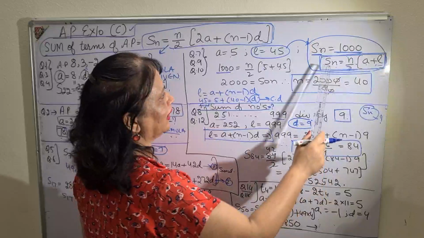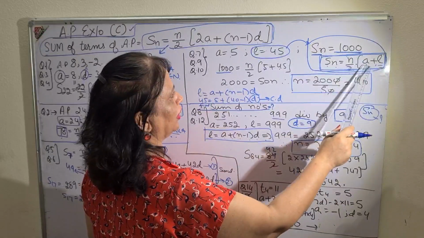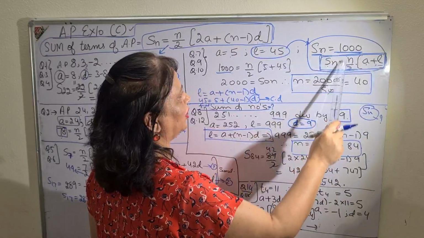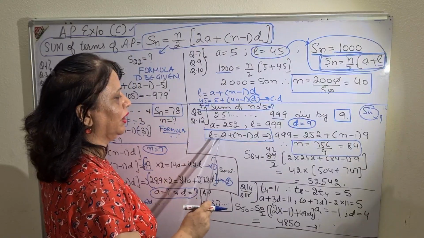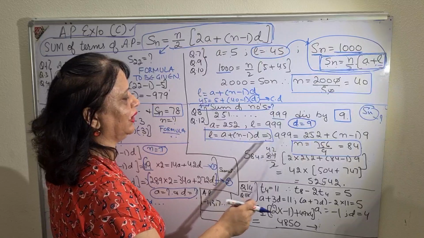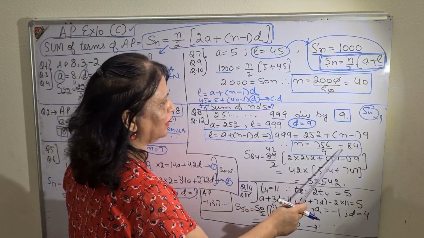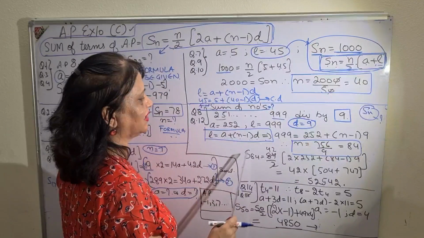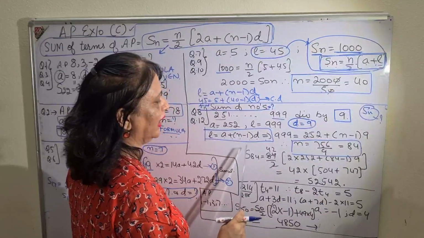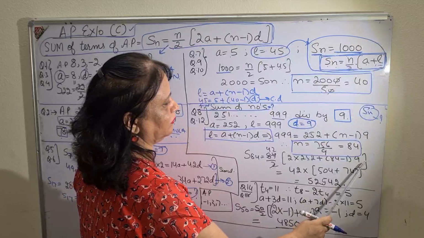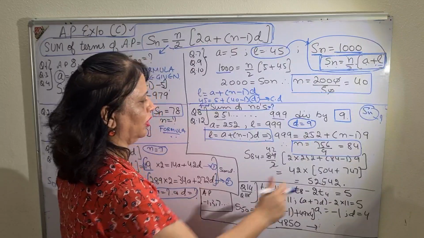Then you can't take the formula Sn is equal to n by 2 (a plus l) because this time the sum has not been given to me. So I took the previous formula l is equal to a plus (n minus 1) into d. This gave me the number of terms, and at last I had to find the sum of the terms. Sum of how many terms? 84 terms, which I took out as 84, then the formula, and then you got the answer.